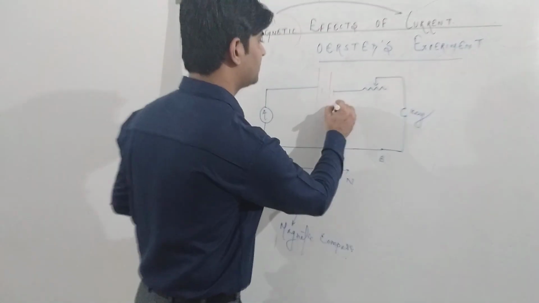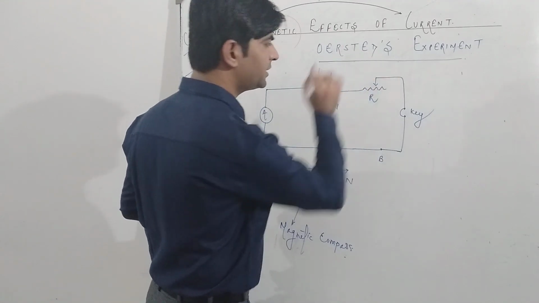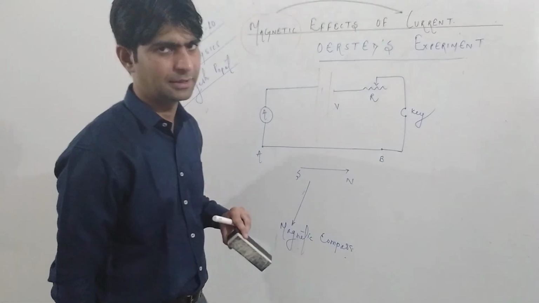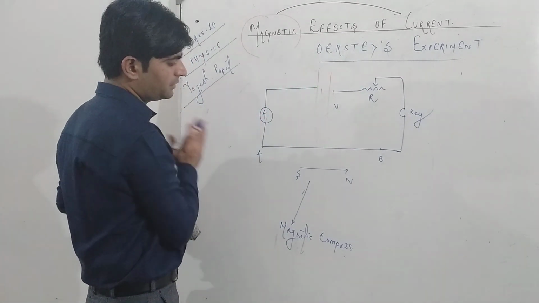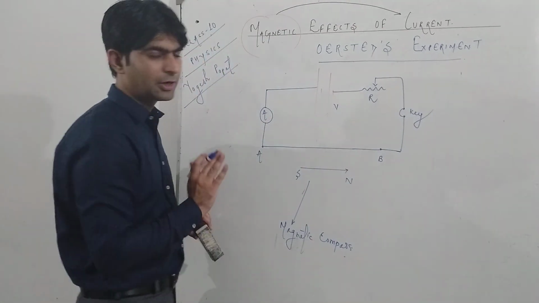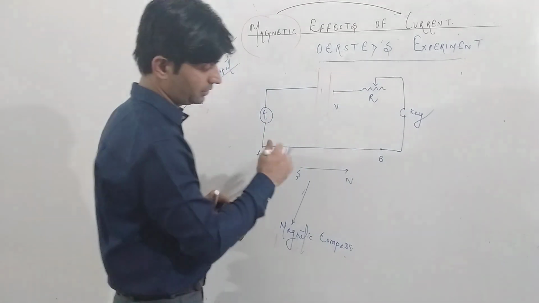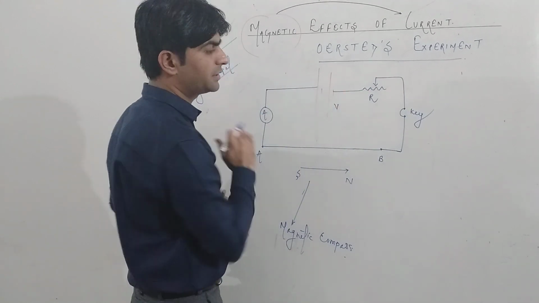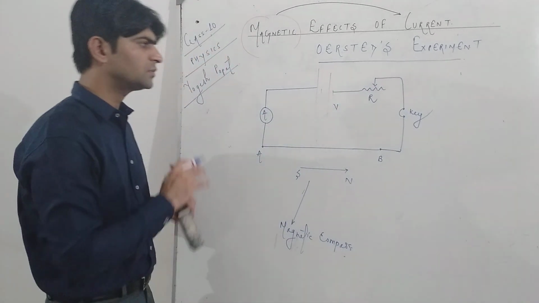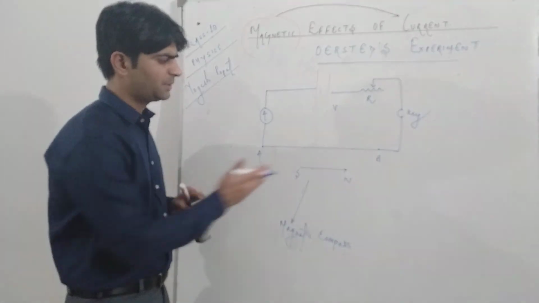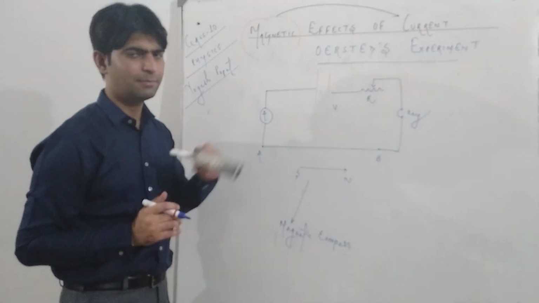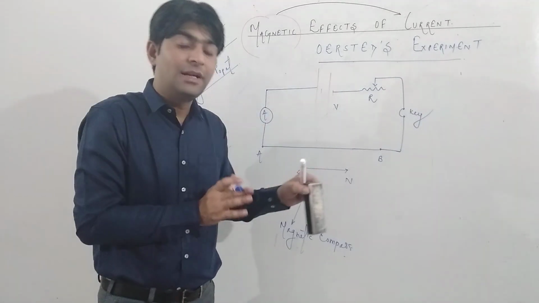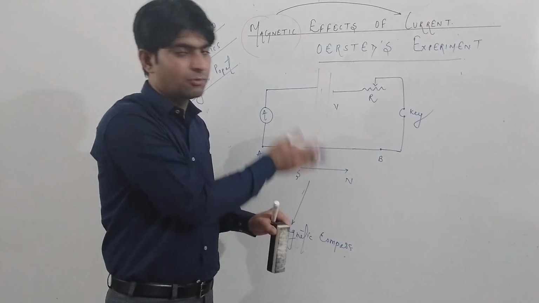This is your battery with potential V. This is your rheostat, a variable resistance. So this is the complete experimental setup of Oersted experiment. Battery, key, and AB is the wire in which we are going to analyze the production of the magnetic field around this wire, section AB. This is the key. This is the rheostat, that is a variable resistance. So this is all about the circuit arrangement. To detect the magnetic field, we have taken a magnetic compass. The magnetic compass gets deflected when a magnetic field is present around it.